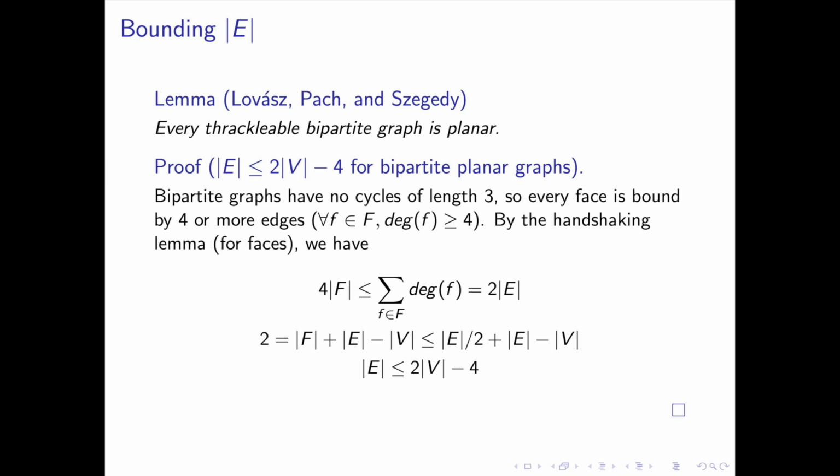Euler's polyhedral formula says that the number of faces plus the number of vertices minus the number of edges equals 2. Combining this with the handshaking lemma for faces, we get 2 is less than or equal to e over 2 plus v minus e. Thus we have an upper bound on the number of edges for a bipartite planar graph, and therefore for Thrackles. For a Thrackle with e edges and v vertices, e is less than or equal to 2v minus 4.